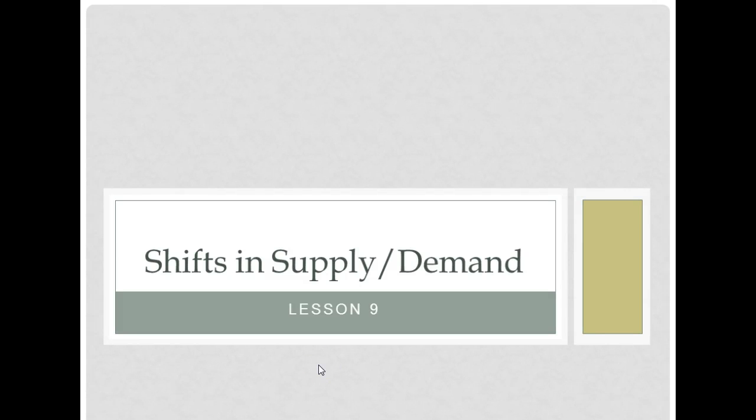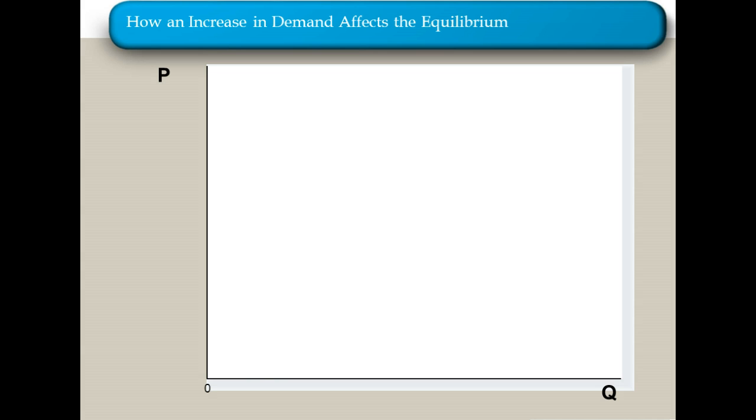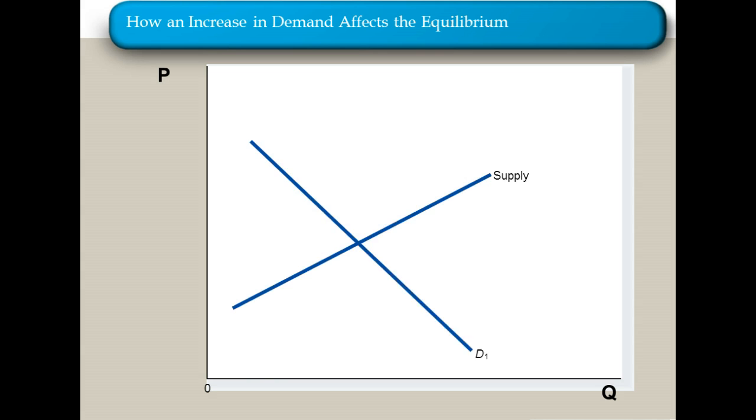Okay, welcome to Lesson 9, Shifts of Supply and Demand. In our last lesson, we learned about equilibrium, and we learned about what happens when supply and demand shift. So, for example, this is a little review. We took a look at this market equilibrium here. We have our supply and our demand curve.